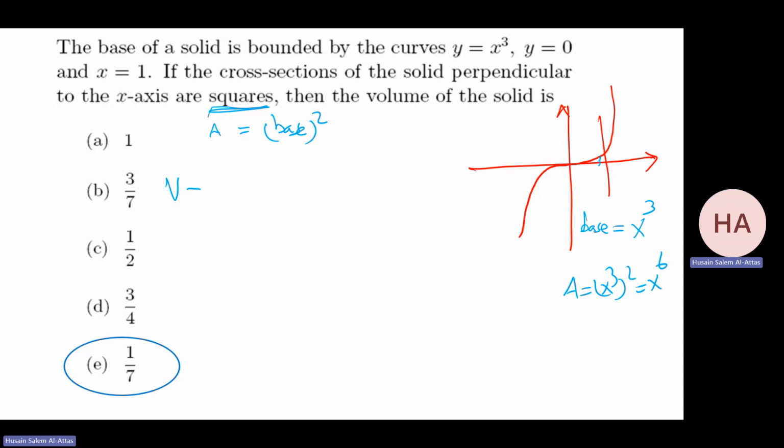So the volume will be what? And that from where to where? From 0 to 1. So I have it from 0 to 1 of x to the power 6 dx. Easy one. x to the power 7 over 7, from 0 to 1, that will be 1 over 7.